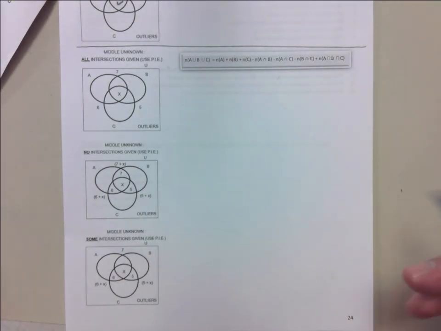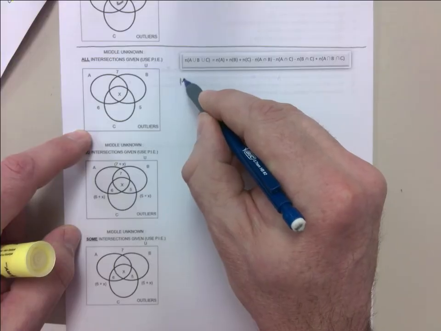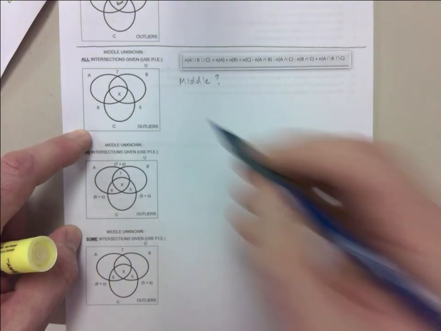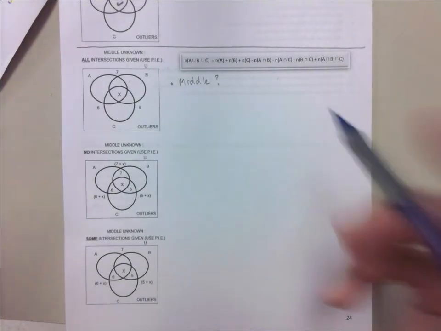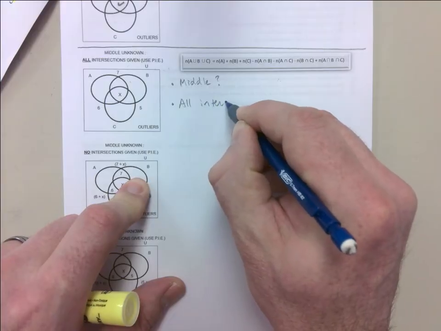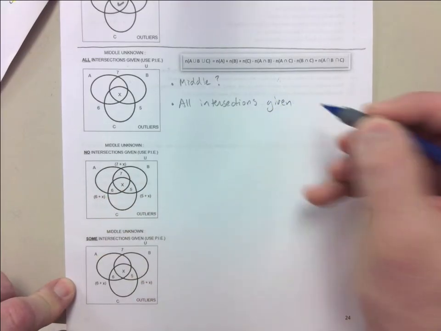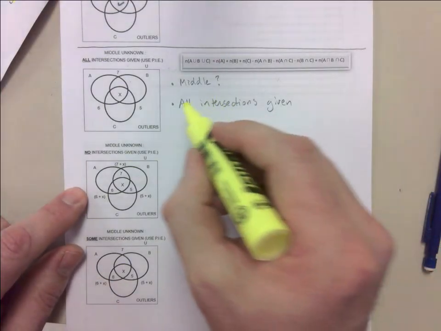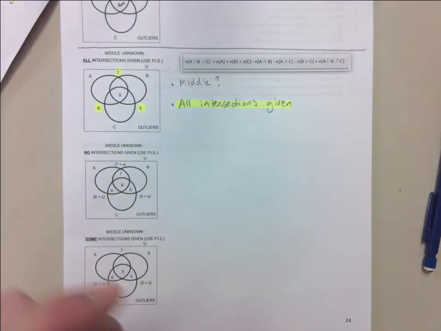I have a little note here for me. So the middle is unknown. That's something that I need you to know. Let me focus. The middle is question mark, and all intersections are given. All intersections are given. Do you see that? What does that mean? We have those numbers outside. Okay?